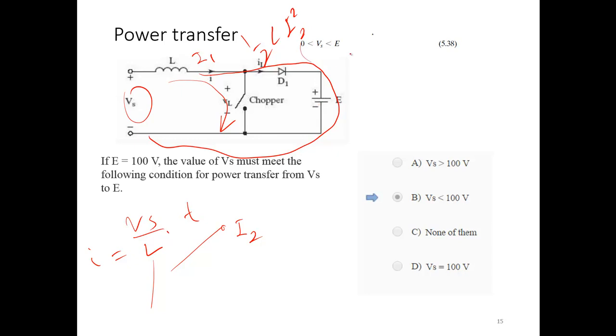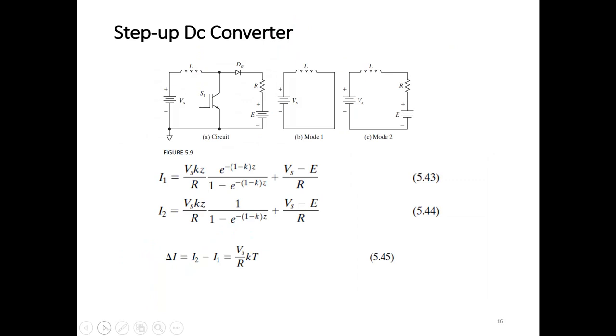There is an equation there that basically says Vs must be lower than E. If E is 100 volts, Vs must be less than 100 volts. You cannot transfer from high to low. You can transfer from low to high. That's the beauty of that. You can step up a voltage. Step up DC voltage. That's the basic concept of that one.